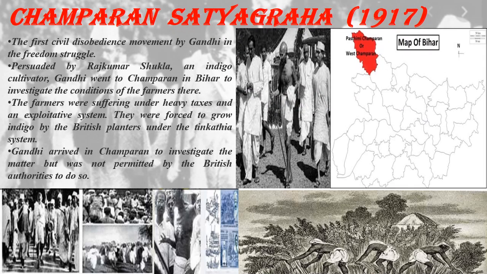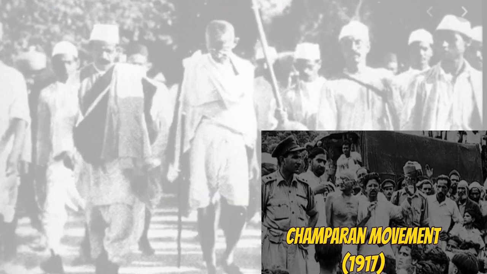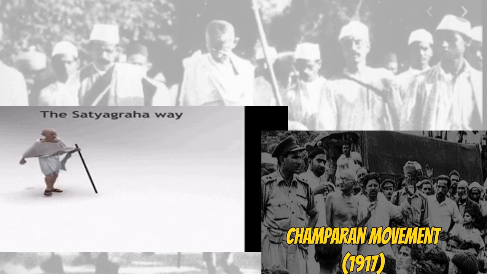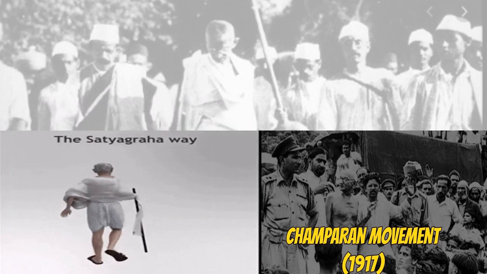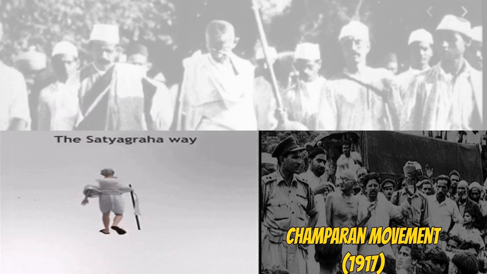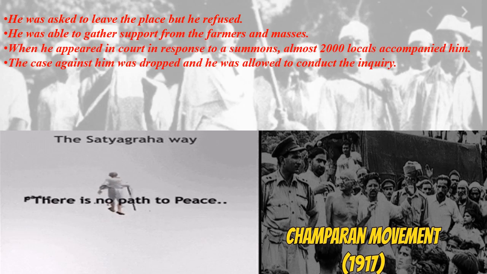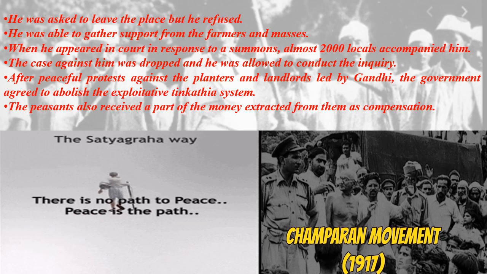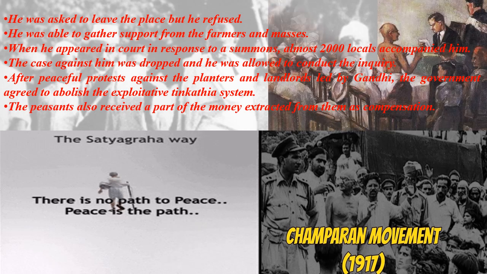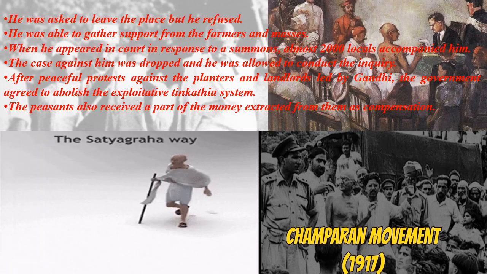Gandhiji arrived in Champaran to investigate the matter but was not permitted by the British authorities to do so. He was asked to leave the place but he refused. He was able to gather support from the farmers and masses when he appeared in court in response to summons. Almost 2,000 locals accompanied him, and the case against him was dropped and he was allowed to conduct the inquiry.